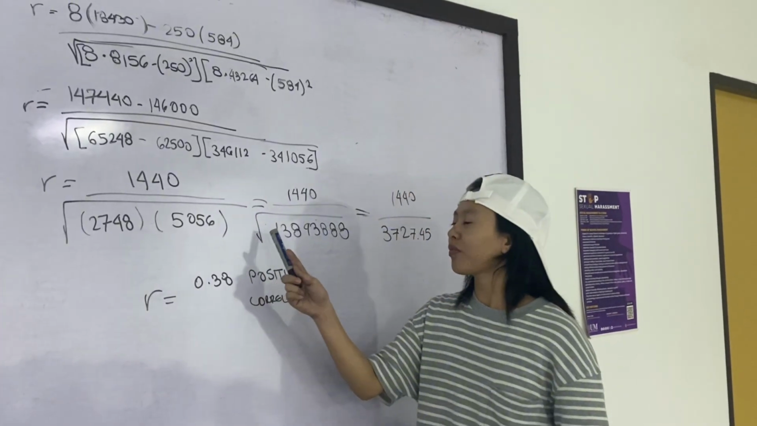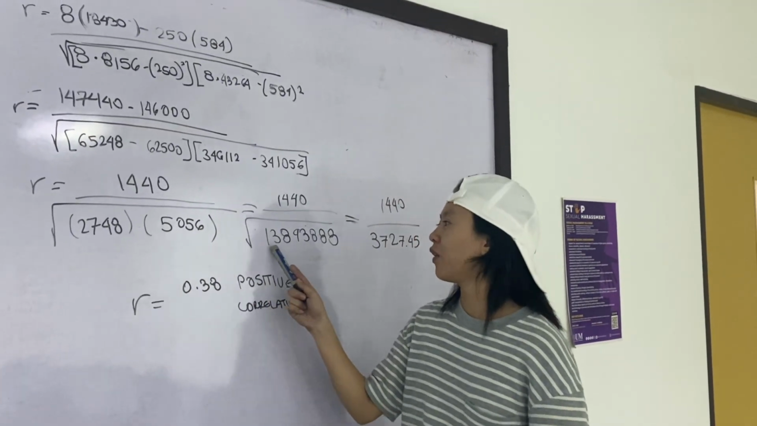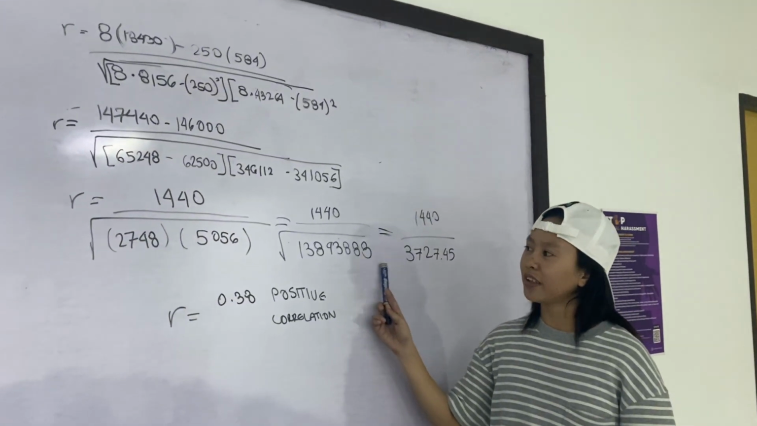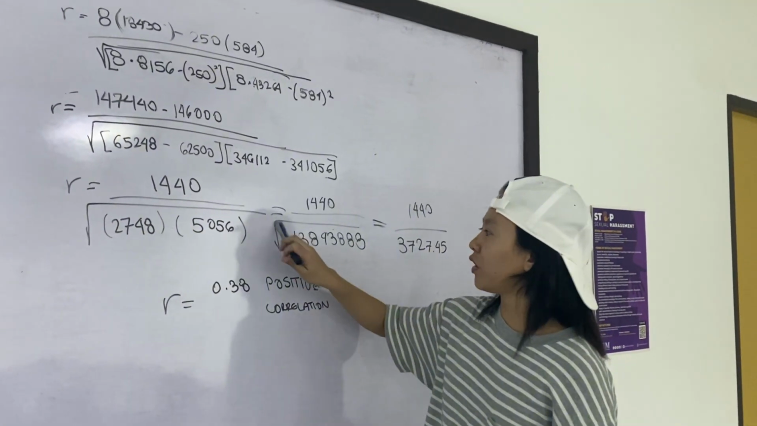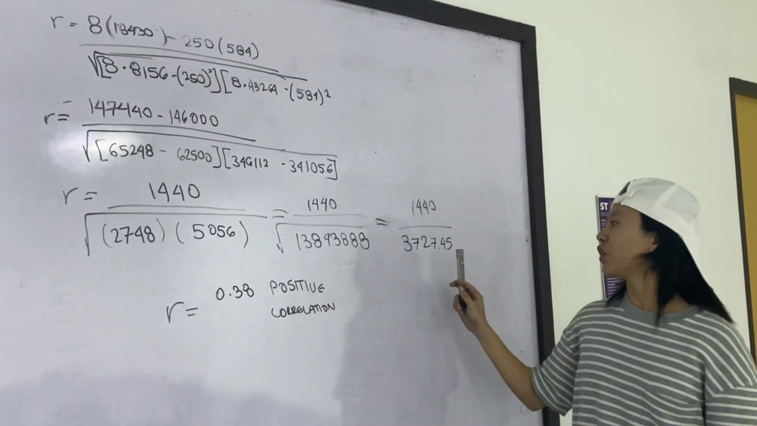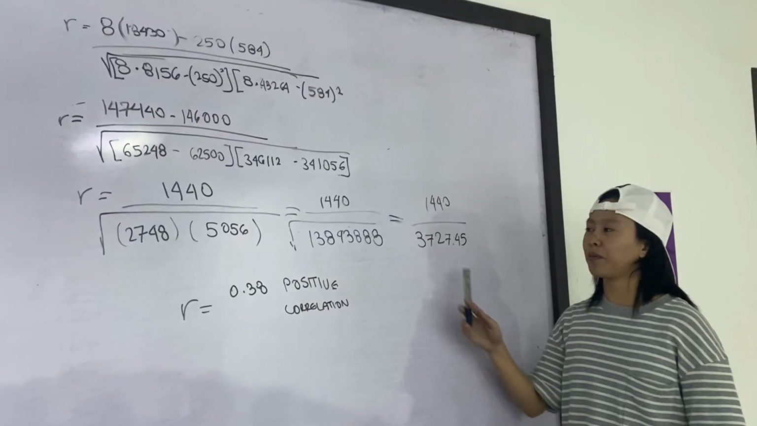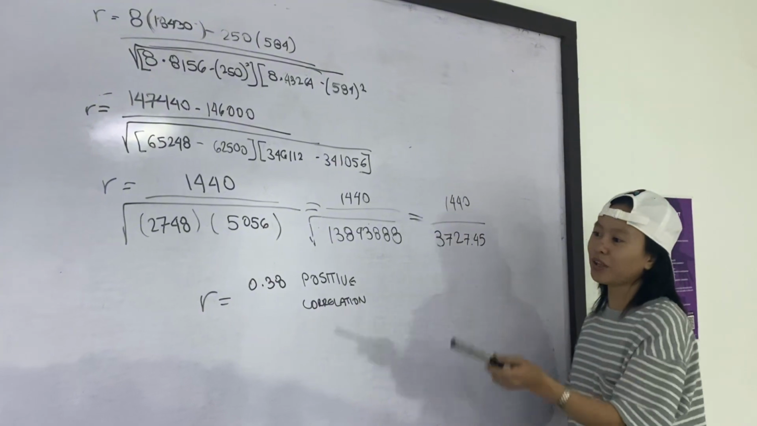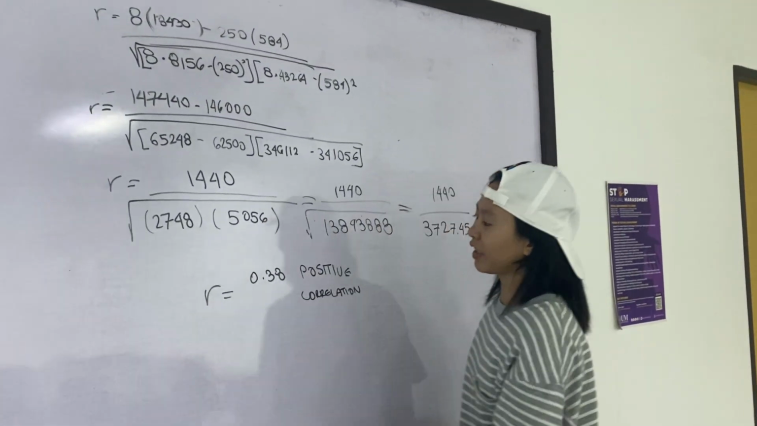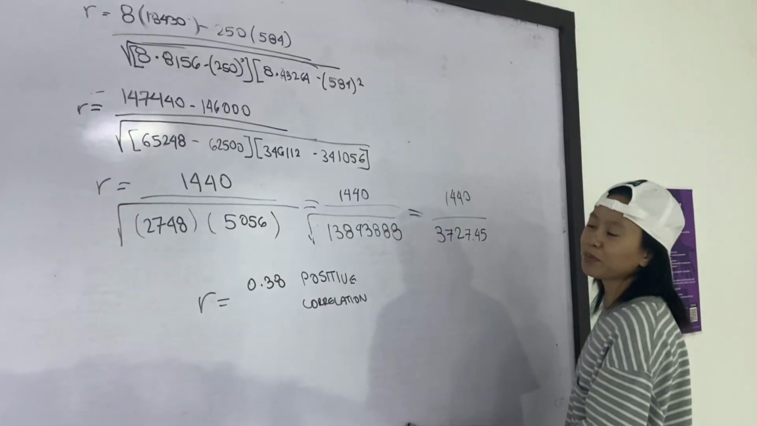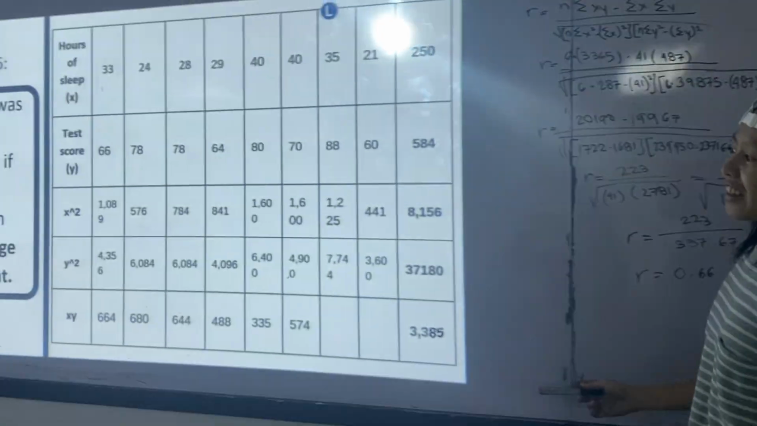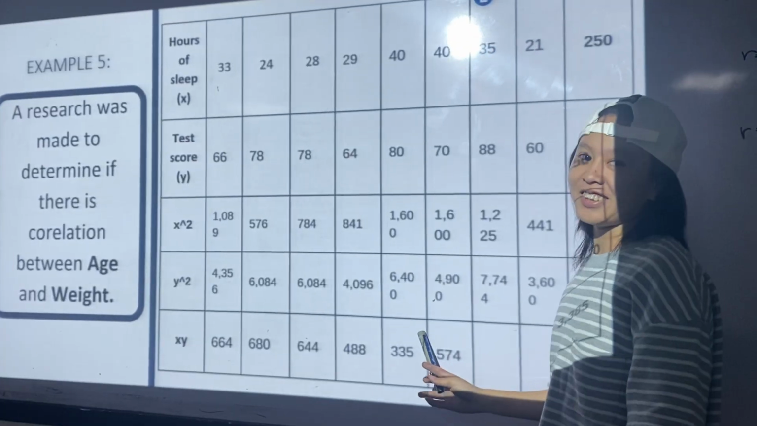Then multiply these two, we will have 13,893,888. Then we're going to square root. You will have 3727.45. Then divide these two, we will have, our R is 0.38. So therefore there is a positive correlation between the age and the weight. So that's all.